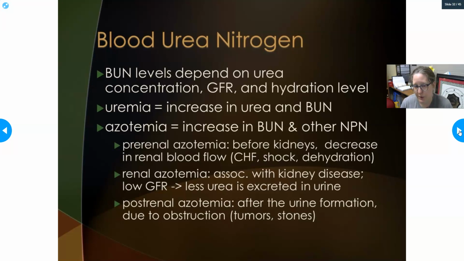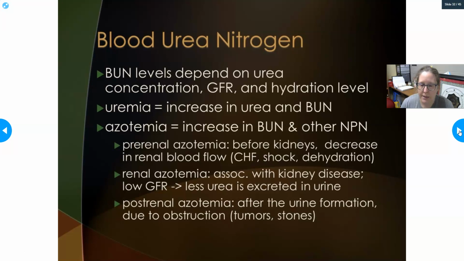There are several types of azotemia, basically causes for the waste to be increasing in the blood. So we have pre-renal azotemia. Pre-renal is before the kidney, just like we talked about for kidney failure. It's due to the same reason, a decrease in renal blood flow. Causes can be congestive heart failure, shock, dehydration, massive blood loss, etc.